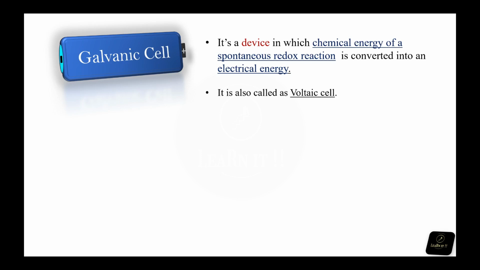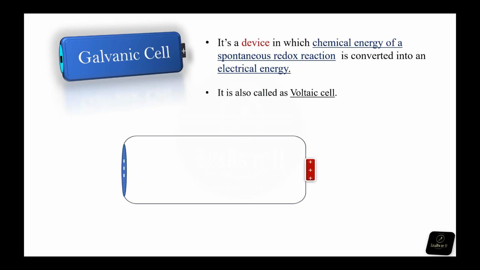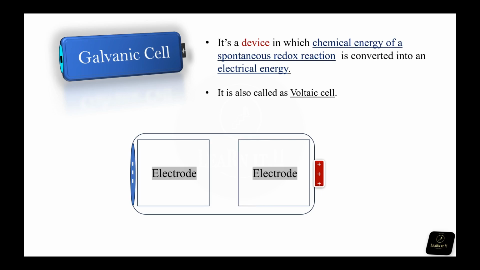So let us look at the components of the galvanic cell. Galvanic cell contains two electrodes. One is negatively charged, another one is positively charged, which are connected by a salt bridge. At the negative electrode, the electrons are generated. At the positive electrode, the electrons are consumed. Next question comes, what is an electrode? So let us learn it with an example.